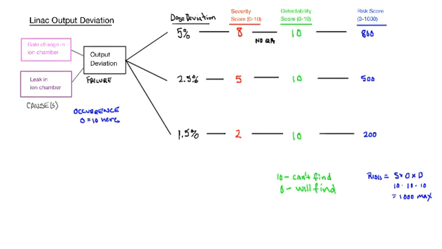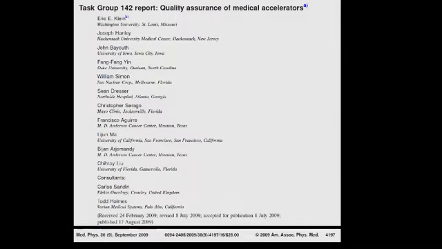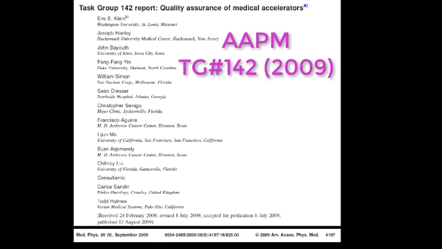All right, so to start to understand how this plays out with QA, let's look at a specific QA protocol. This is Task Group 142, TG 142, from the AAPM, published in 2009, and it describes the kind of QA that you should be doing on a regular C-arm LINAC. I'll come back to TG 142 in the subsequent videos, but for now I'm just using this as an example.